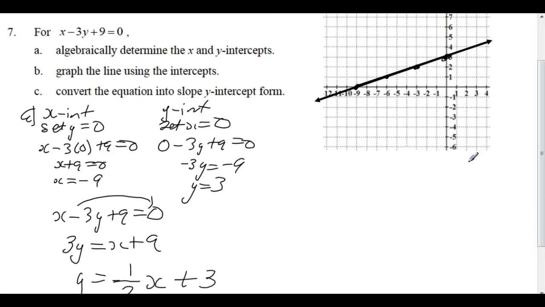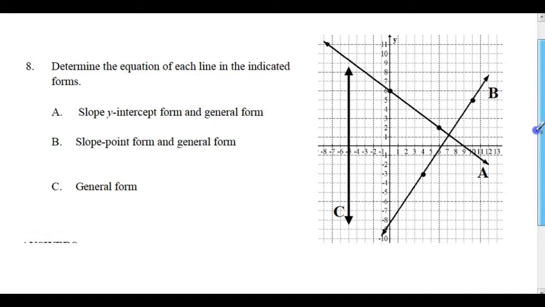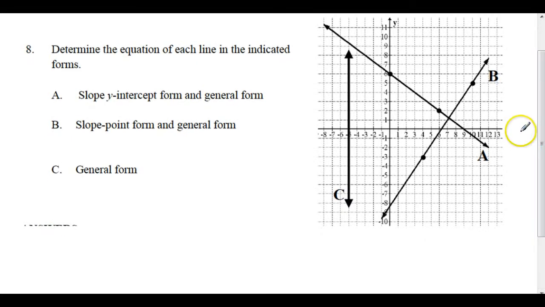So, what's next? Number 8. Last one. This is longish, but you shouldn't even be watching this probably. Determine, which means show your work, okay? Don't just do stuff and expect to get full marks because you got an answer. Determine, show your work, the equation of each line in the indicated forms. So, line A in slope y-intercept form and general form.